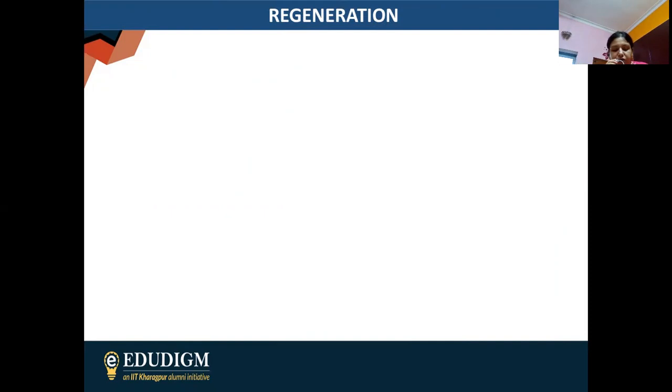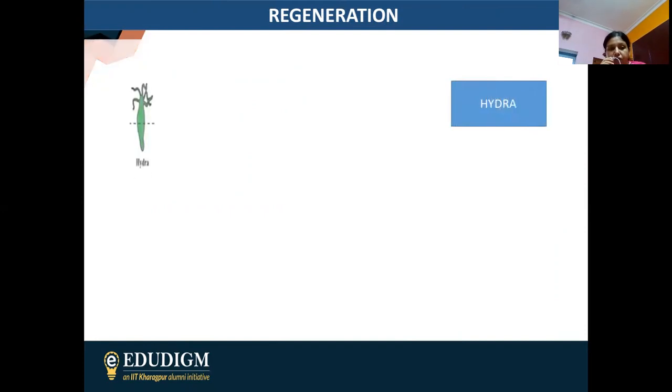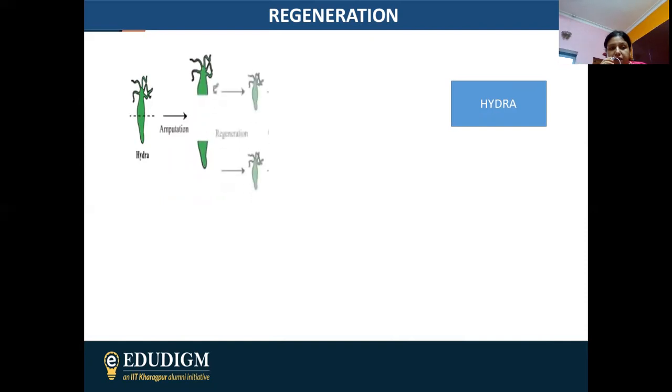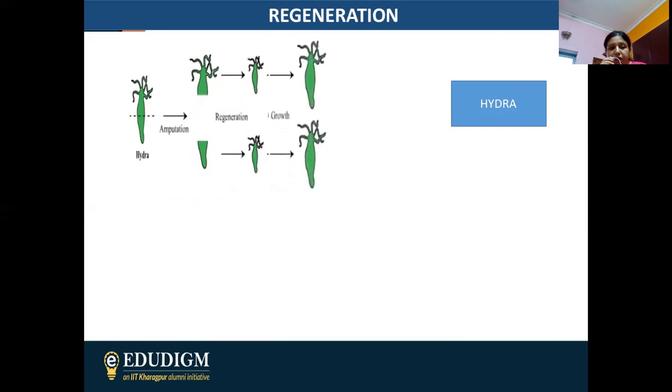Regeneration is the process of renewal, restoration, and growth. It can occur at the level of cells, tissues, and organs. It is mainly common in Hydra, and here we have the division or regeneration of Hydra itself. First amputation takes place, then regeneration of the body takes place, and finally they grow into two new adults. This is one example of regeneration.